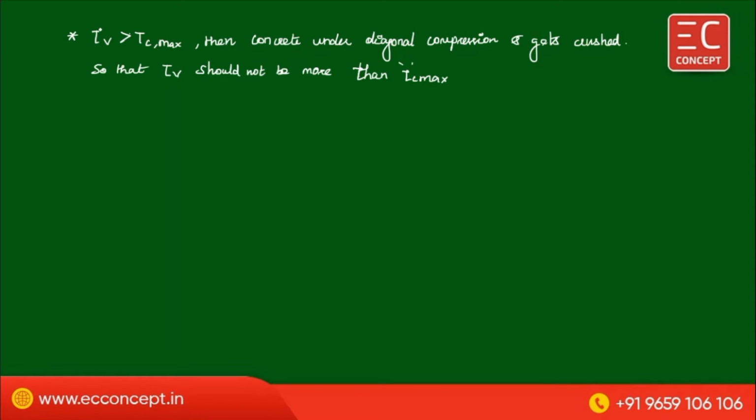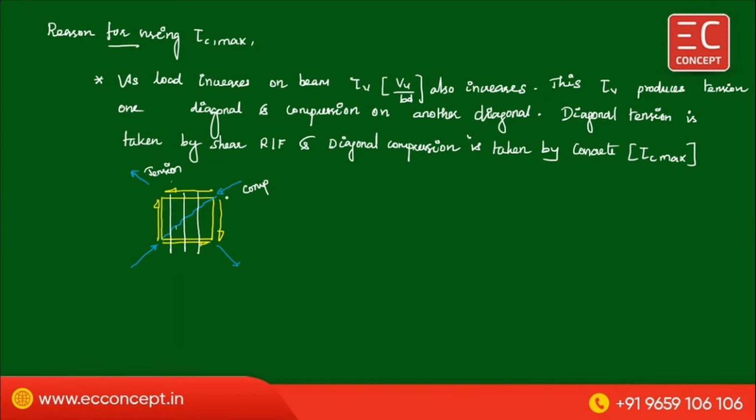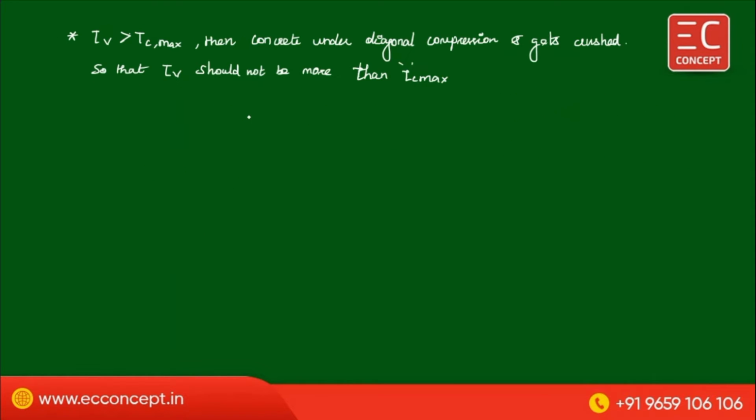If your tau v, the actual shear stress, is greater than the maximum shear stress of the concrete, then what will happen? The concrete gets crushed. That means in this direction, the concrete will be crushed. Once the concrete is crushed, the shear reinforcement couldn't take the shear force by itself. So the entire section will collapse. So if tau v is greater than tau c max, then we have to redesign the section. Redesign the section, that we will see.